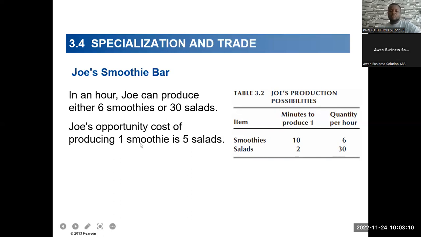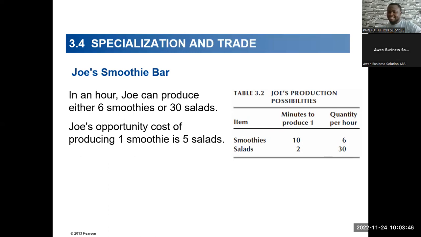Now let's look at the opportunity cost. What is the opportunity cost of producing 1 smoothie? How many minutes will Joe use to produce 1 smoothie? He needs 10 minutes, right? 10 minutes. So if you want to produce just 1 smoothie, you need 10 minutes. So how many minutes are we sacrificing here? We are sacrificing 10. But that 10 minutes, we could have used it to produce 5 units of salad. Please, do we see that? Yes. So we said that the opportunity cost of producing 1 smoothie will be 5 salads that we sacrifice.